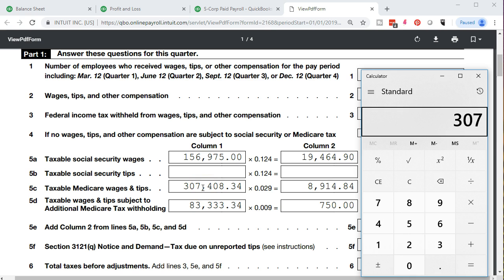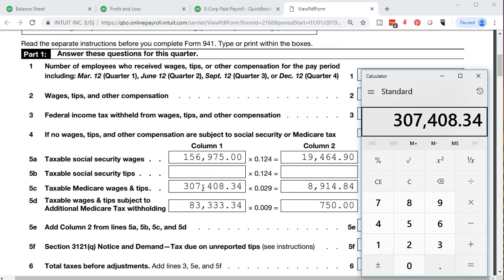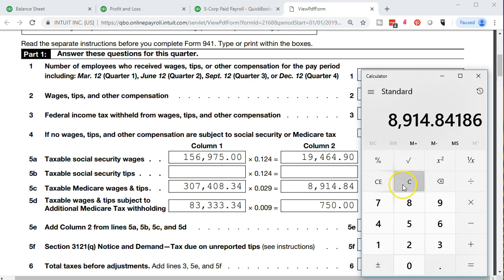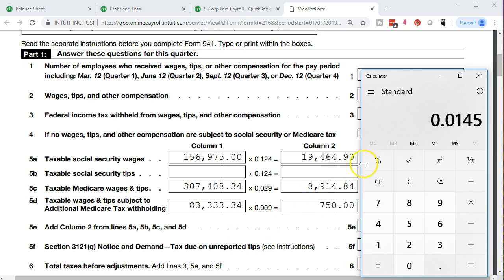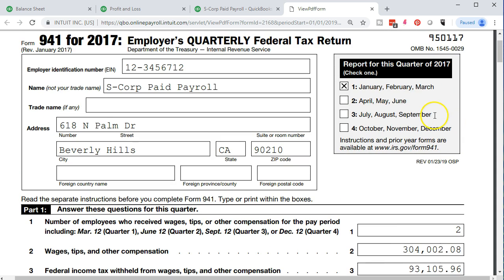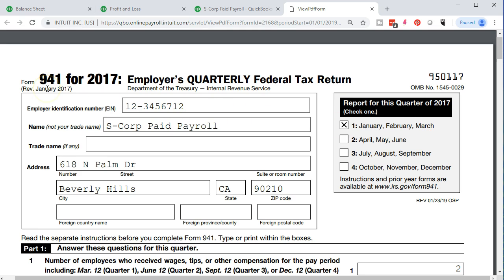Also note that the Medicare on this form is being calculated with a rate that you might not recognize, right? We have the 307,408.34. That's Medicare wages for all employees for that quarter times 0.029. Okay, so what is this 0.029? Well, the 0.029 divided by 2 is that 0.0145, what we took from the employee, meaning this is the employee or employer half. This is combining both employee and employer portion. In other words, the 941 will include both the employee and employer portion of Medicare.